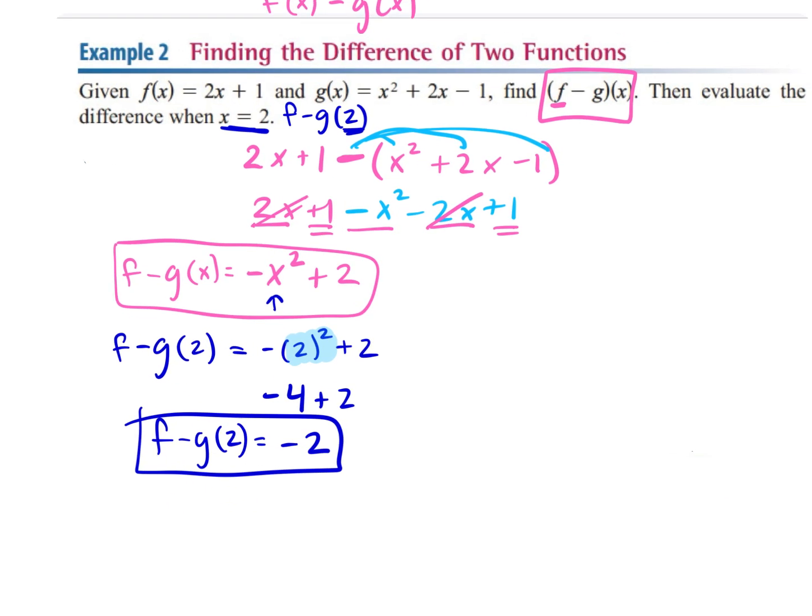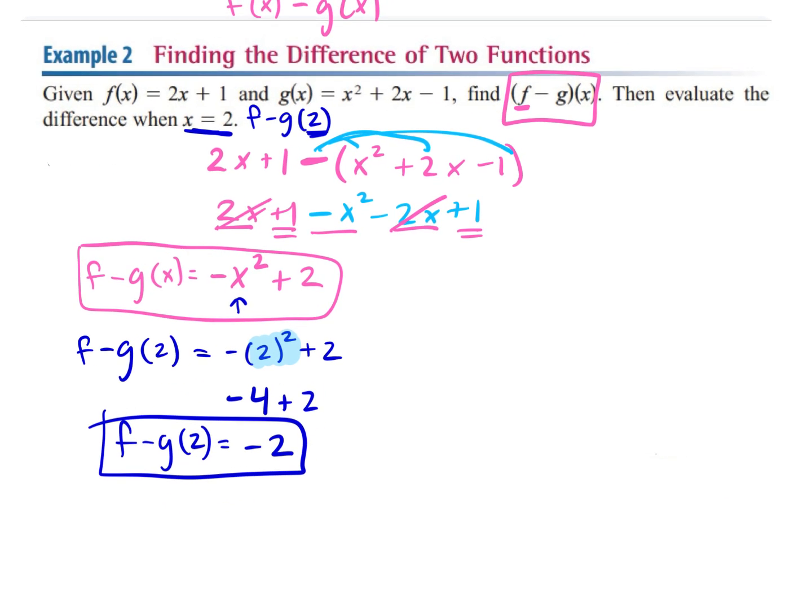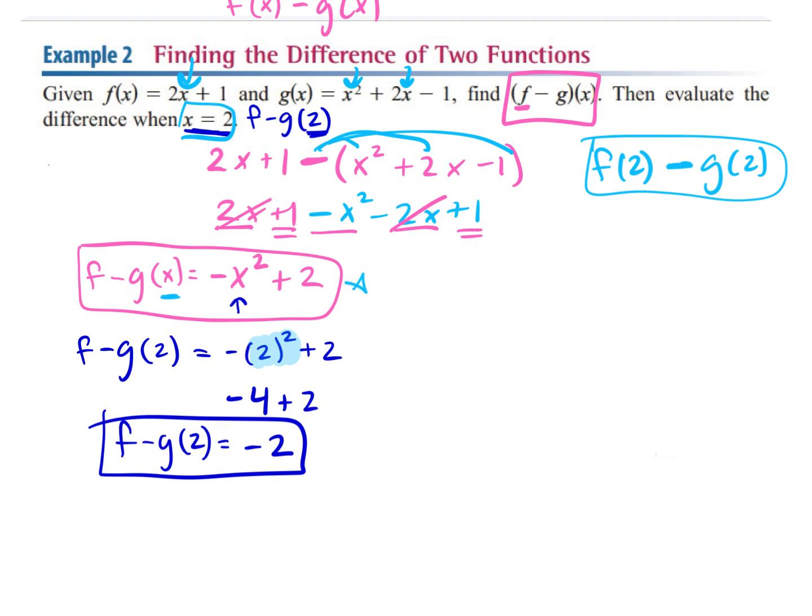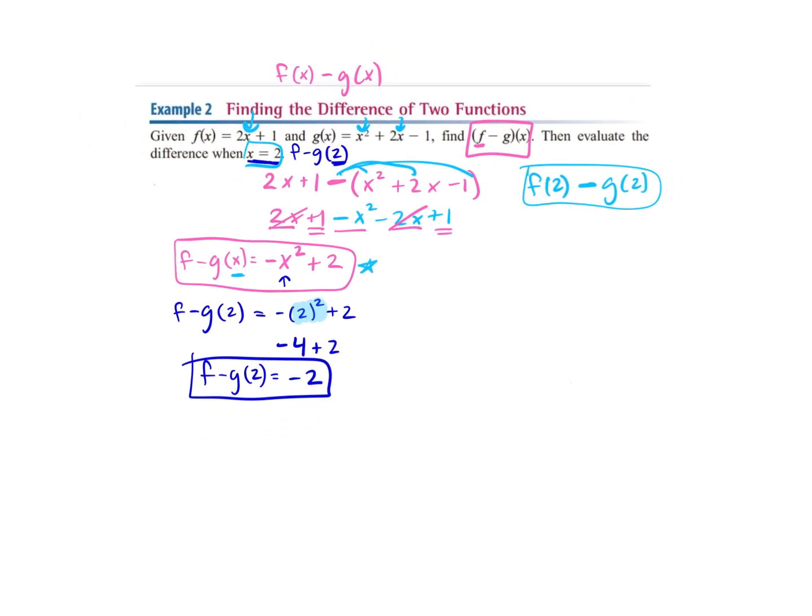Another way that you could find the difference when x is equal to 2 is you could plug 2 in here and plug 2 in here and then just subtract the two answers. So you'd find an answer for f of 2 and then subtract g of 2. So it's just a different way of doing the same thing. If it asks you for f minus g of x, it's almost easier to find your function, then plug it in. It'd be more work to plug it into 3 places and then subtract. So it just depends on what it's asking you for.